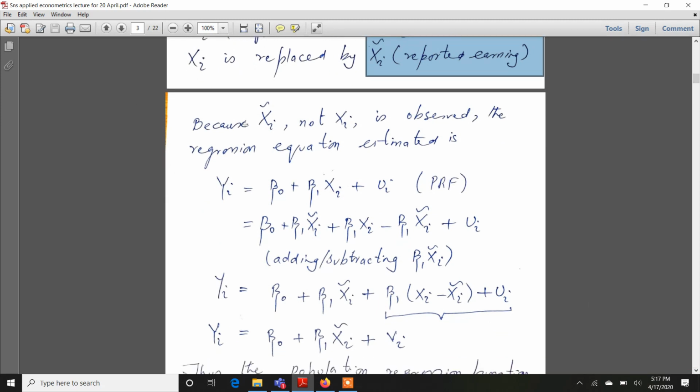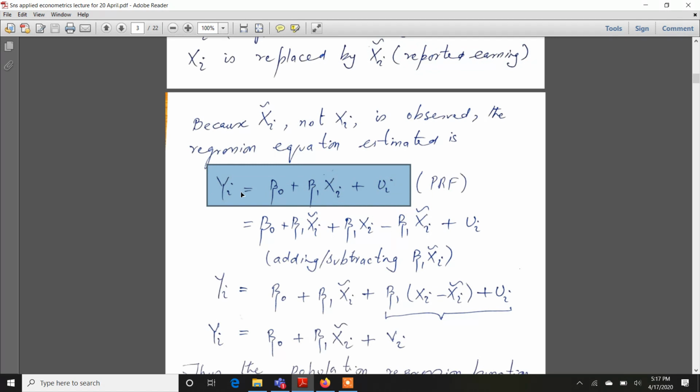so because xi tilde, not xi, is observed, the regression equation estimated is, actually, what is our target, that y should be regressed on x, right? This is the target, and this PRF simply stands for population regression function. Okay, so this is your target. Now, if I just simply add and subtract beta 1 times xi tilde in this equation, right? And why am I adding and subtracting? Because I want to analyze the impact of measurement error. So what I have done, I've added beta 1 xi tilde, and I've also subtracted the same quantity. So that means there is no difference. This is the same equation.